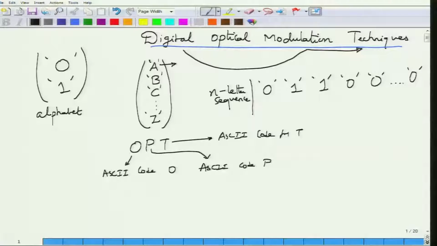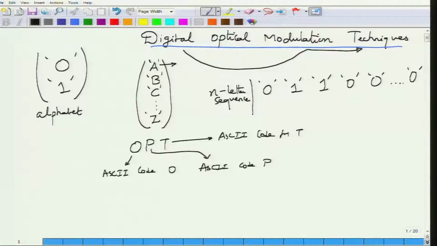Why do I call this binary? Because there are only two possible letters. Bi corresponds to 2, so binary stands for 2, and there are these two symbols which are labeled as 0 and 1. This is how you would write on a piece of paper. On a computer you would type OPT, and internally the computer converts this OPT into a sequence of zeros and ones.